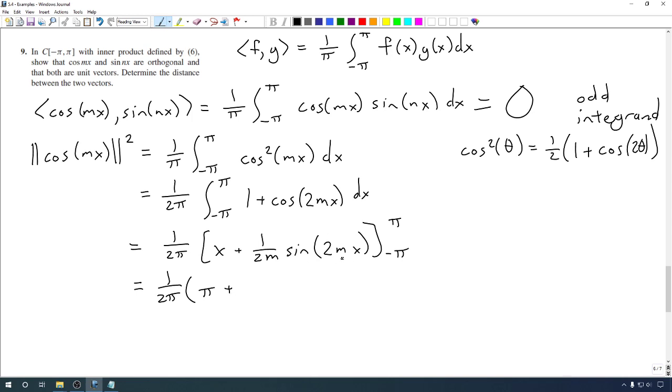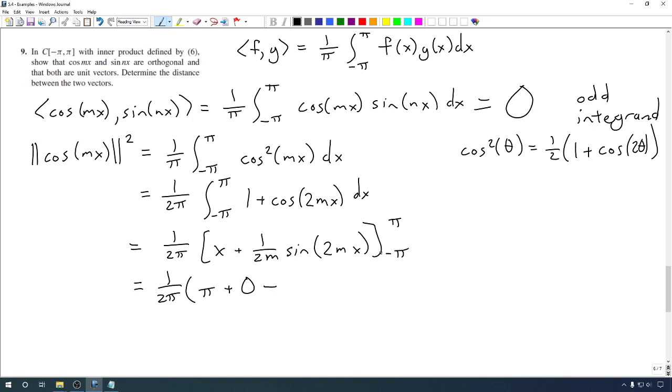Now, here's where the wording of the problem is a little bit insufficient. They didn't state it in the problem, but they are assuming here that m and n are integers. This doesn't work if they're not integers. So if m is an integer, then we're working with a sine of an integer times pi. Sine of any integer times pi, so sine of 0, sine of pi, sine of negative pi, sine of 2 pi, all of those are equal to 0. So that part is gone. We don't have to worry about it. So this is pi plus 0. Let's go ahead and put that in.